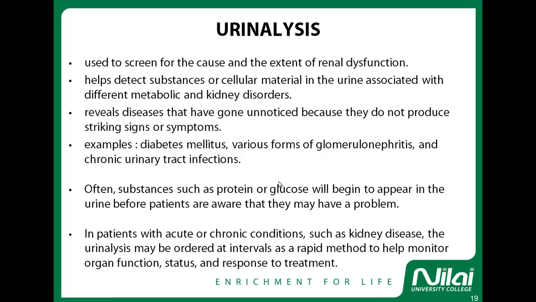For example, diabetes mellitus, various forms of glomerulonephritis, and chronic urinary tract infection. Often substances such as protein or glucose will begin to appear in the urine before patients are aware that they may have a problem. In patients with acute or chronic conditions such as kidney disease, the urine may be ordered at intervals as a rapid method to help monitor organ function, status, and response to treatment.